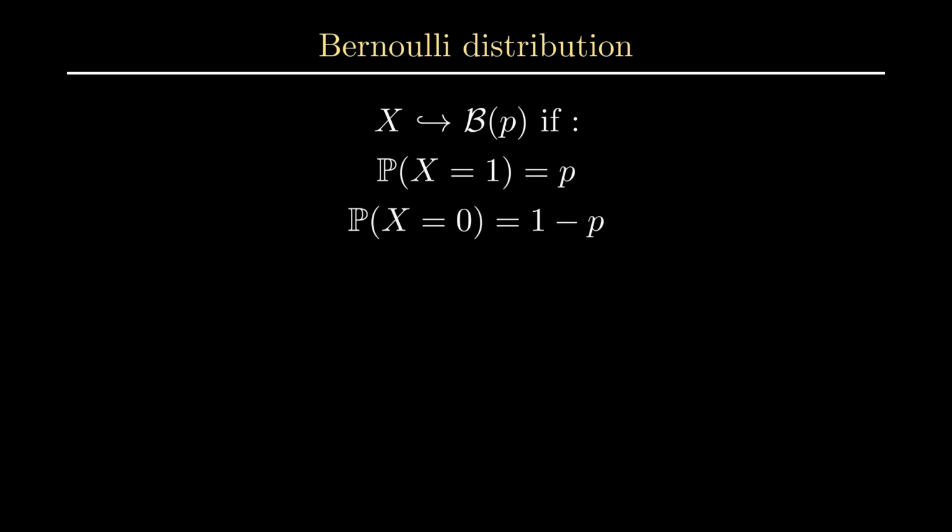One distribution I will frequently use is called the Bernoulli distribution. We say that a random variable called x follows the Bernoulli distribution of parameter p, written with this funky arrow, if it has a probability p of equaling 1 and a probability 1 minus p of equaling 0. Note that 0 and 1 are the only values it can equal. For example, taking p equals 1/2 is how you would mathematically model a flip of a fair coin.